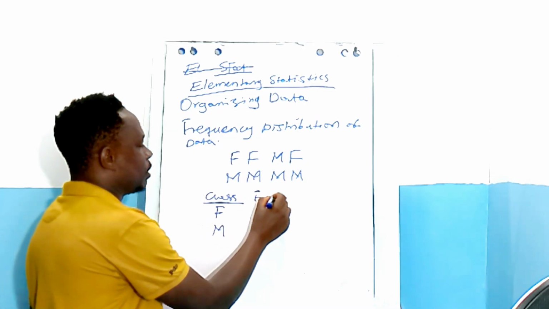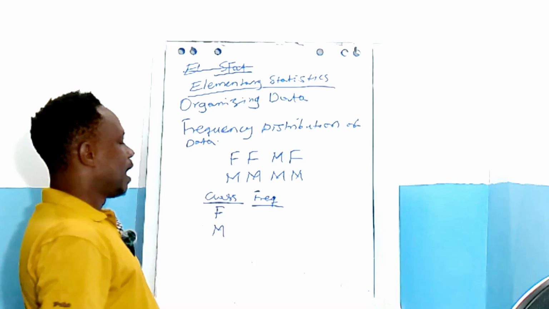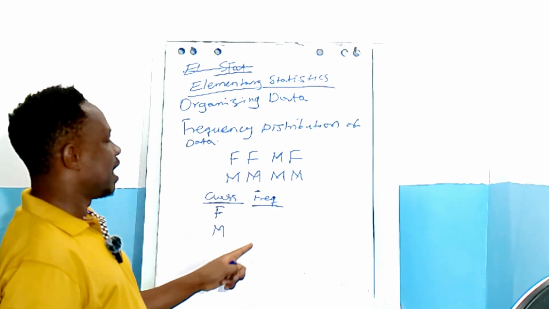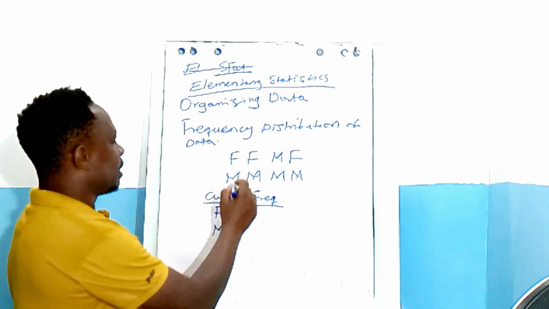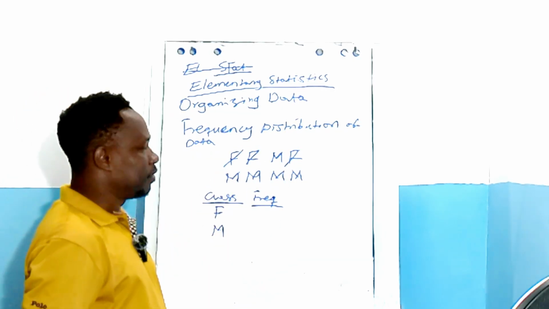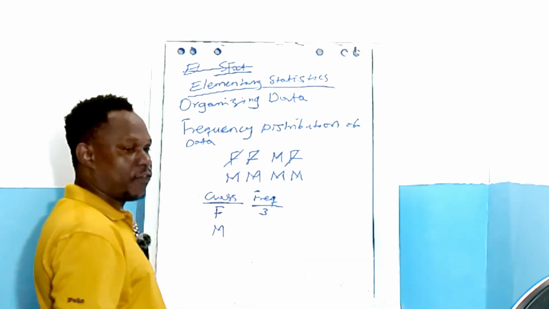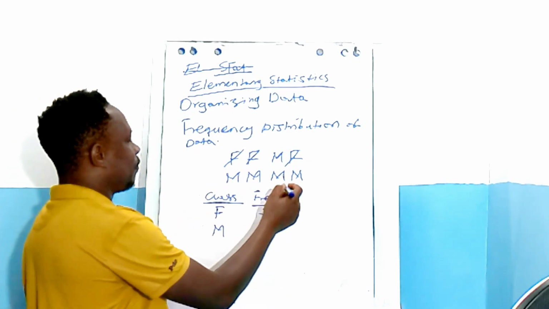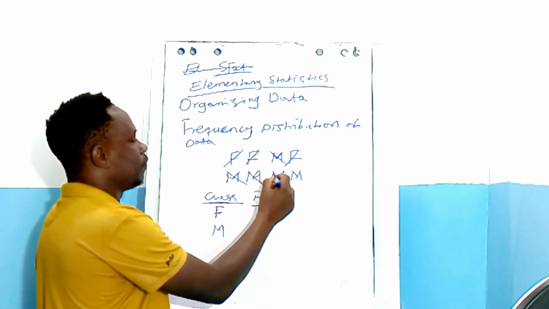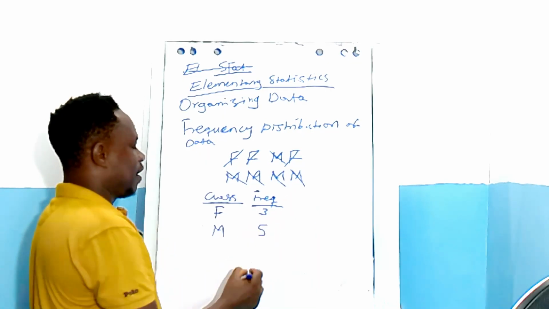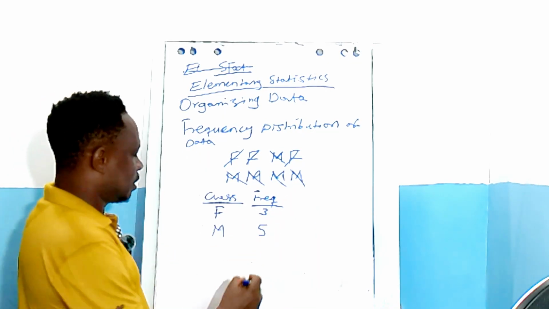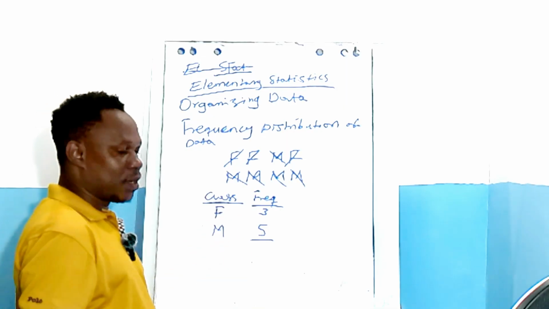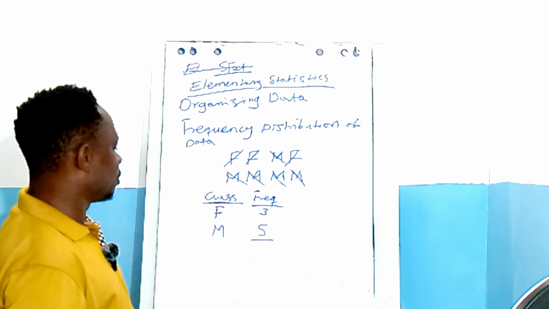So for instance, here we have a class of females and a class of male. What is the frequency? Simply, how many of those persons we sampled are female. If we count here, we get 1, 2, 3 as female. So we write that as the frequency for female. And then we'll go for the male. How many of them are male? 1, 2, 3, 4, 5. So 5 male. So these counts against their group is what we call frequency distribution.